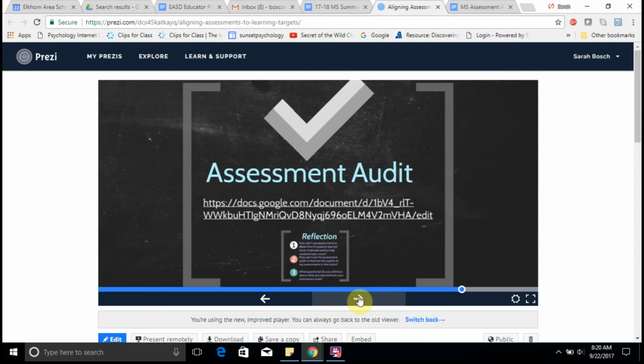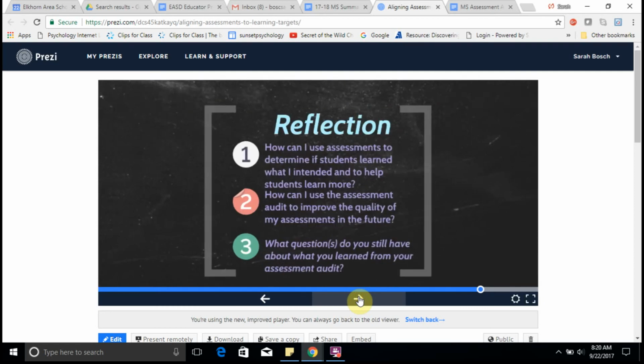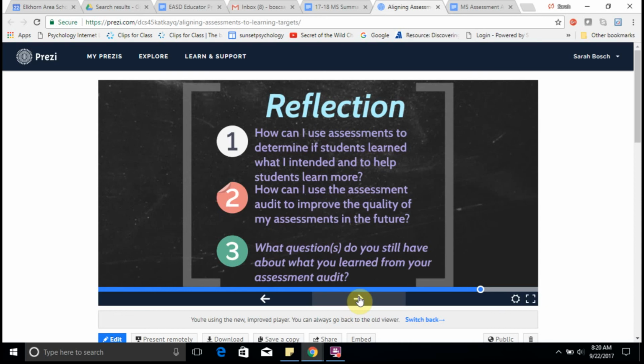This is just one piece of what we're going to be doing this year. We're chunking our assessment work little by little in each in-service, aligning those targets and creating high quality assessments. So the last thing that everybody did was a quick reflection on what they learned from doing that assessment audit on one of their assessments.